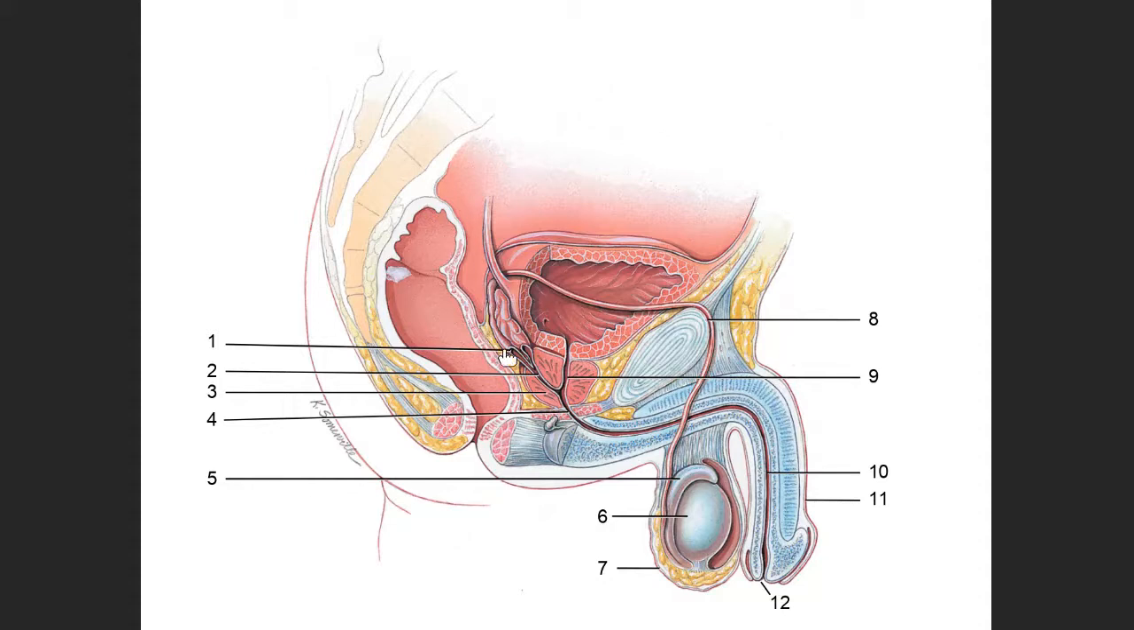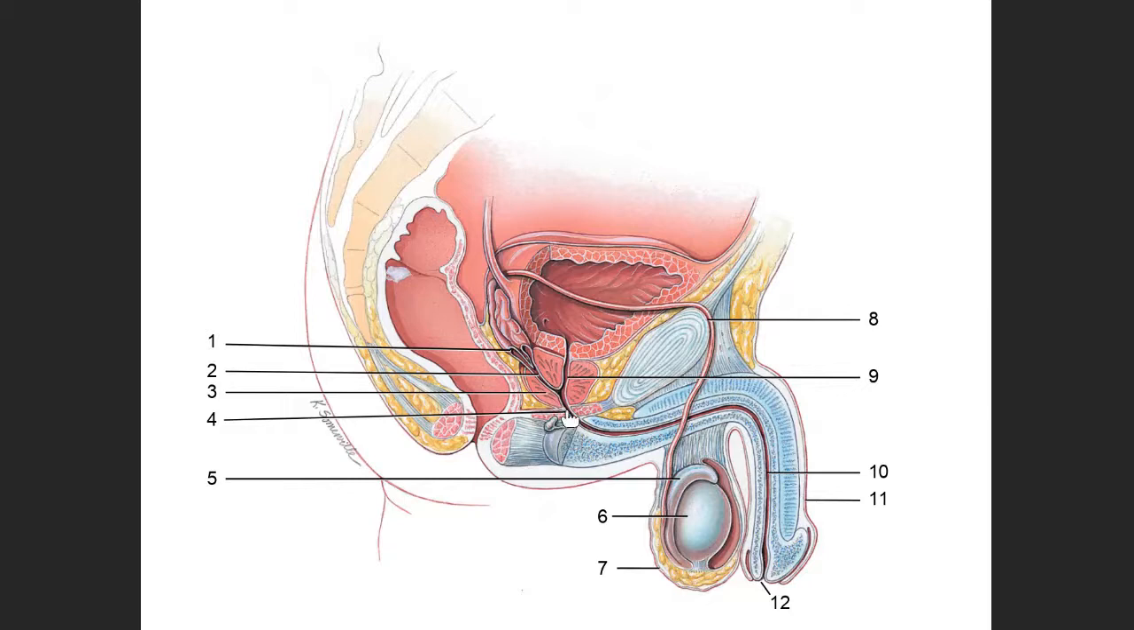At the end, it makes ampulla, and the ampulla of vas deferens and the duct of seminal vesicle join together and make ejaculatory duct. And ejaculatory duct combines with the prostatic urethra. Number 9 is the prostatic urethra. And then you can see number 3, which is the prostate gland.